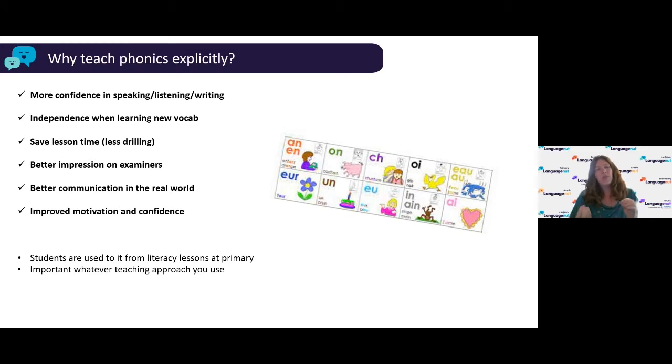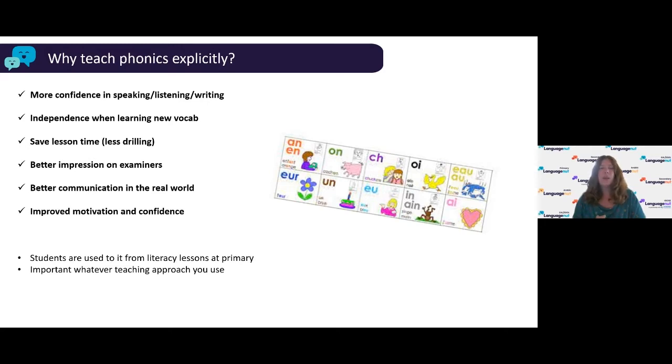The other things, which are just additional bits of information, is that students, certainly in the UK, will be used to it from their literacy lessons at primary. That's something that's changed in recent years, because there is much more of an explicit phonics approach in English in primary. So they are used to decoding and separating words into sounds, and looking at sound spelling links explicitly.